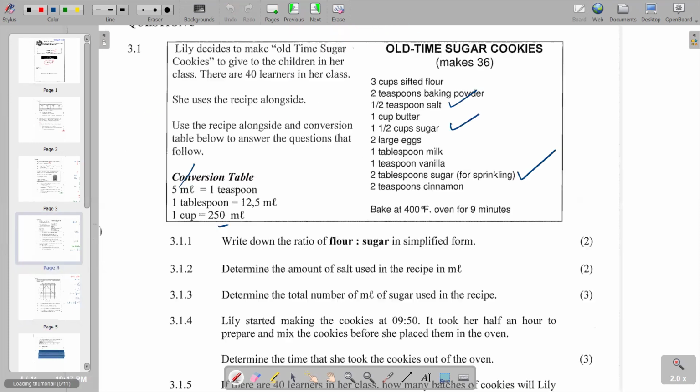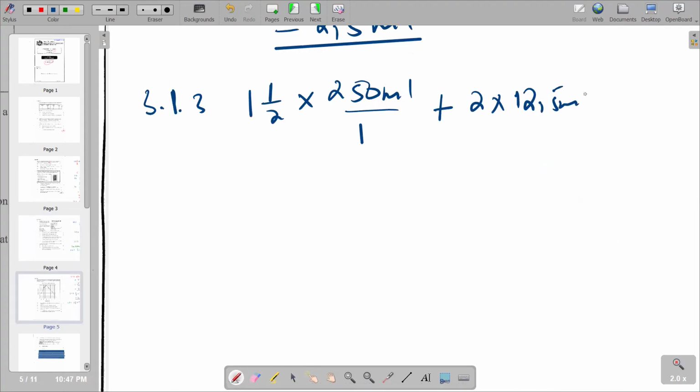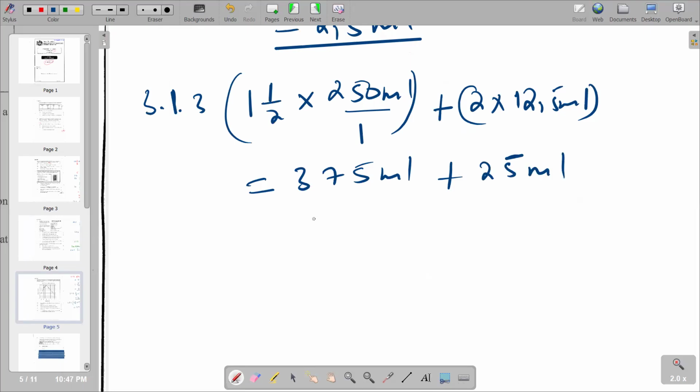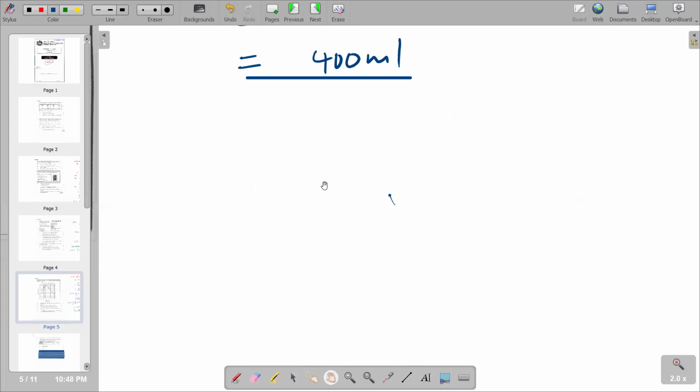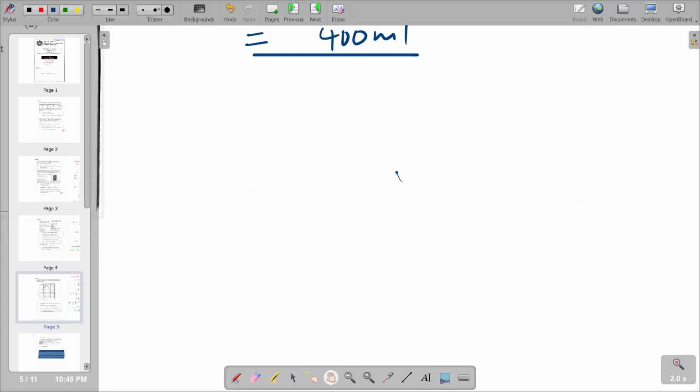And then we add 2 spoons. So we are saying 2, and 1 tablespoon is 5 milliliters. So you see, we add 2 times 5. This is what we have. We can put some brackets, and then 1.5 times 250 milliliters. Then we add 2 times 5, which is 10. You're going to get it as 385 milliliters. So basically, that's what we have for this question. So we move on to the next question that we have.